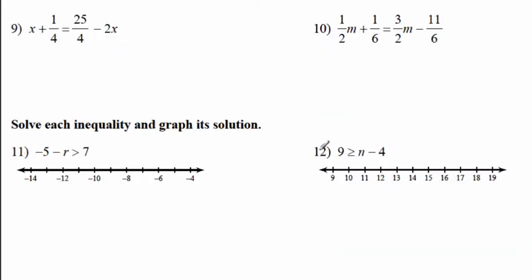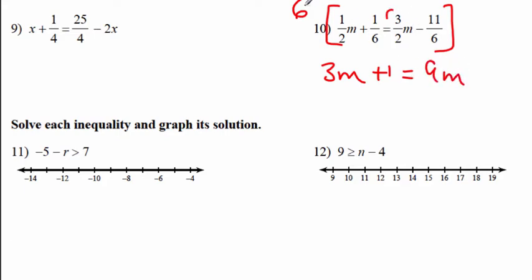9 and 10 are the same, but let's look at 10 here. Least common multiple here is a 6. So if I multiply through, I get 3m. See how I did that? 3 times 1, m. The 6 is canceled there. It's going to be left with a plus 1 equals, what's the 6 going to do here? We're going to get 6 and 2 canceled, left with a 3. 3 times the 3 on top. That'll give us a 9m. And then the 6 is canceled there.